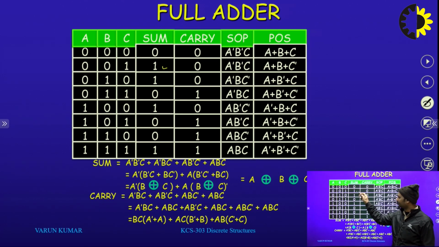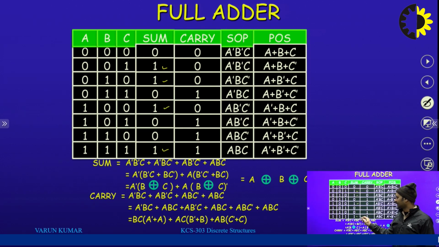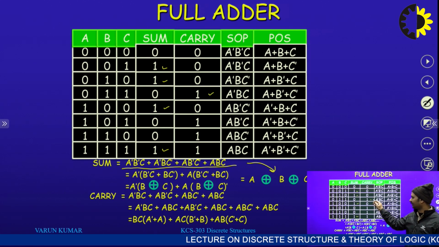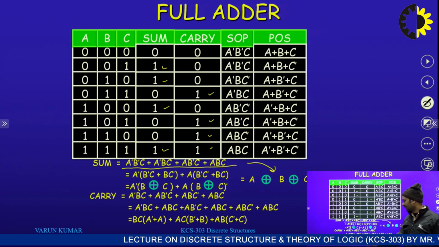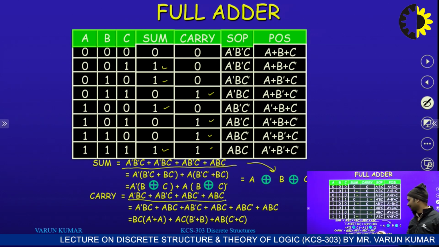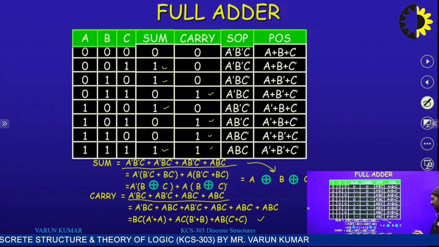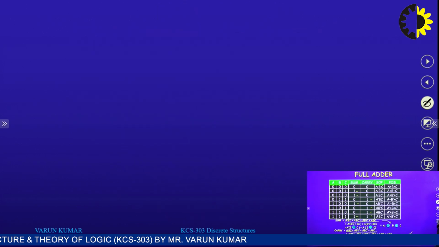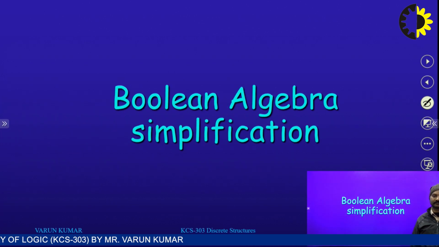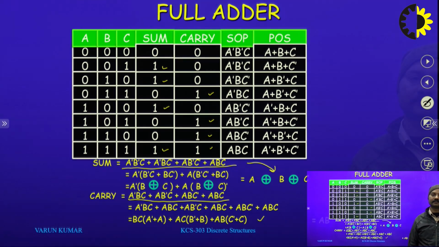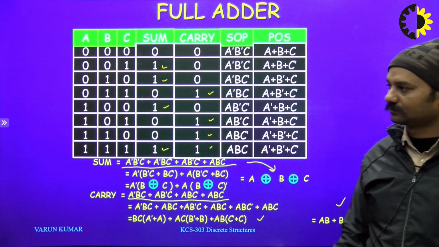Then sum contains 4 ones. In the same positions we write this, equal to the 4 positions, and this expression is converted into A XOR B XOR C. And what about the carry? Carry again also has 4 ones. So we write the same expression as it is. And we have to simplify it, then we get the result AB plus BC plus CA, and we have to implement this by using our basic gates and universal gates. Thank you.